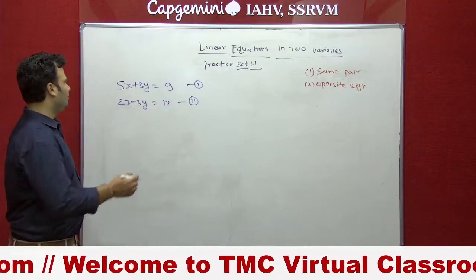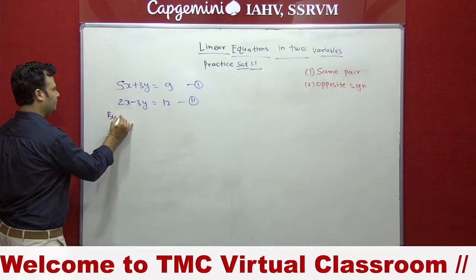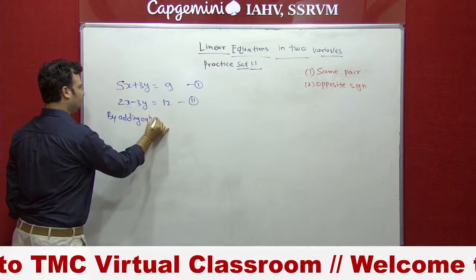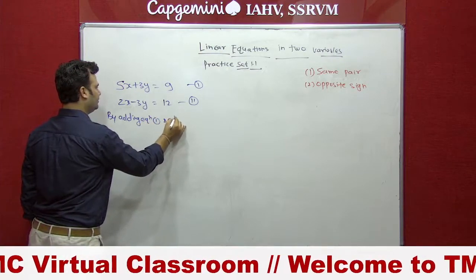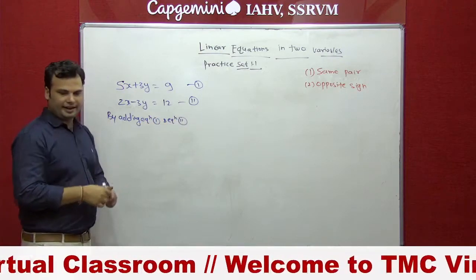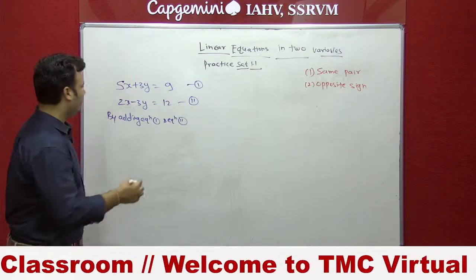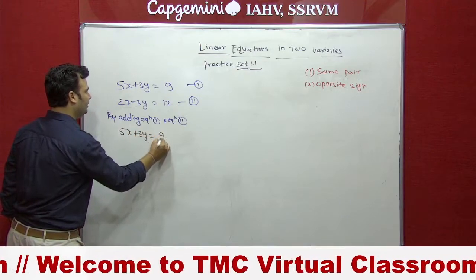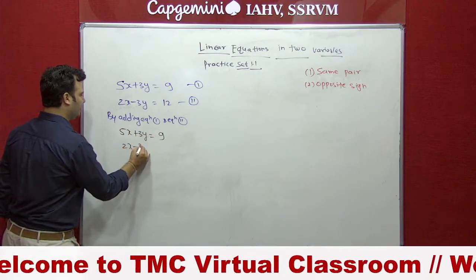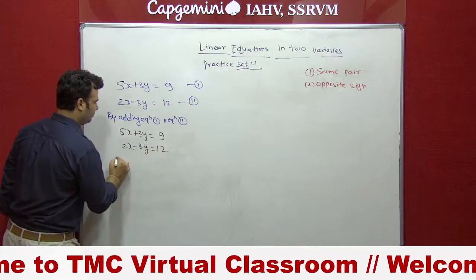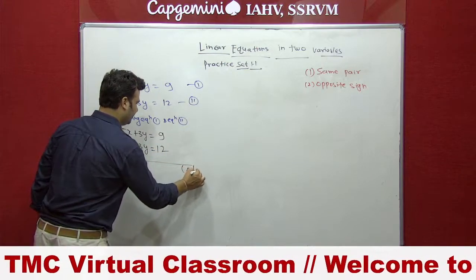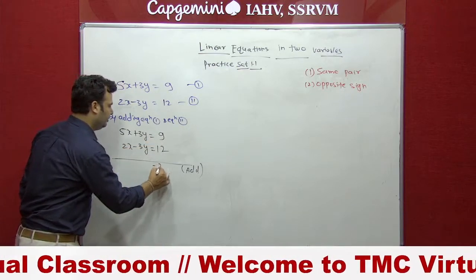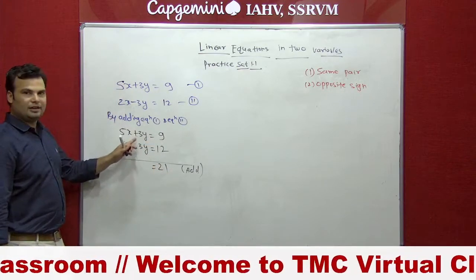So we can write, by adding equation first and equation second. So we can add these two equations. It is given 5x plus 3y equal to 9, then 2x minus 3y is 12. We can add this, simple addition: 9 plus 12 that is 21, then plus 3y minus 3y.